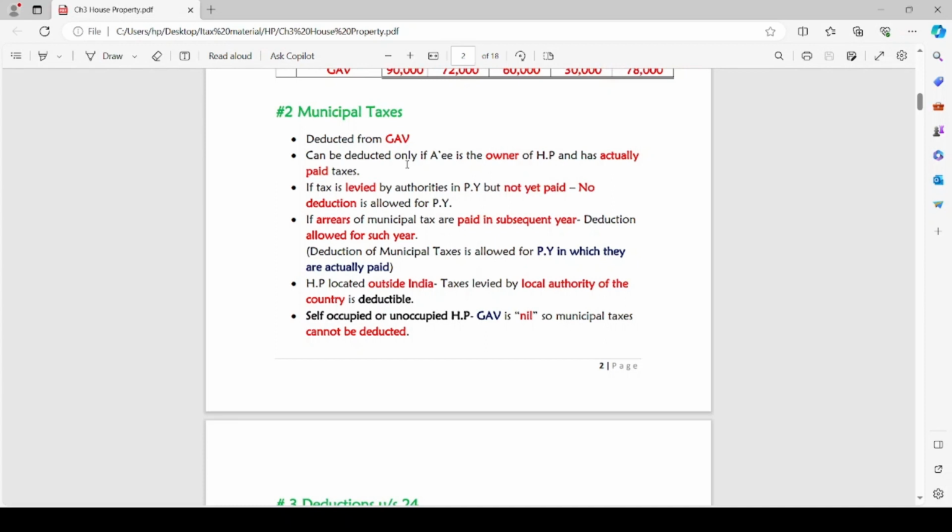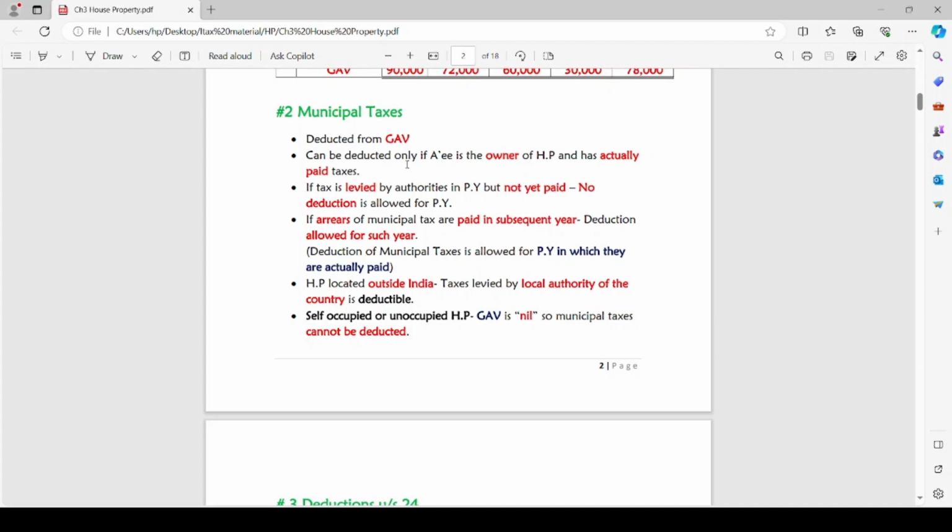Coming to the next point. House property located outside India. When the house property is located outside India, the municipal taxes will be levied by the local authority of the country, and such taxes are deductible under our Income Tax Act.